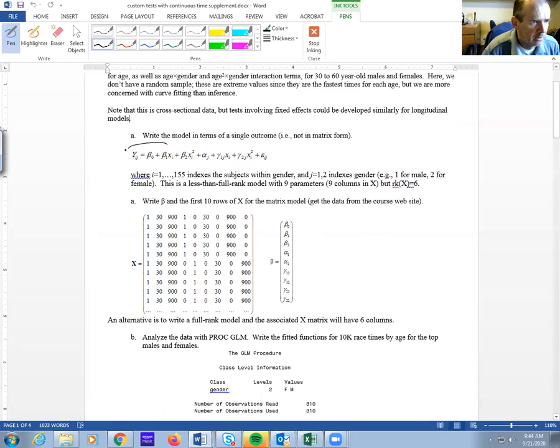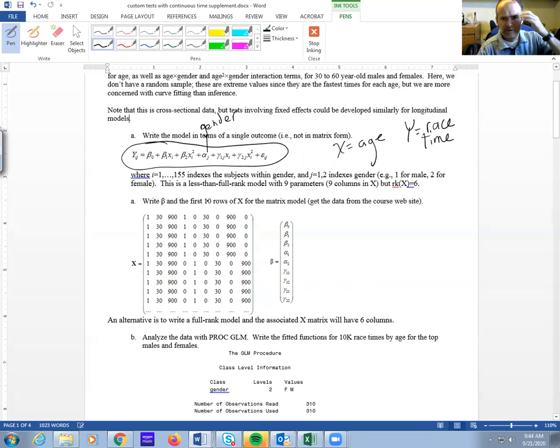Okay, so here's our model. X is equal to age, Y is race time. Alpha is our gender or sex, however you want to think of it. So this would just give us intercept differences between men and women. And then we have the interaction pieces here. There's two terms because I've allowed a quadratic in the model.